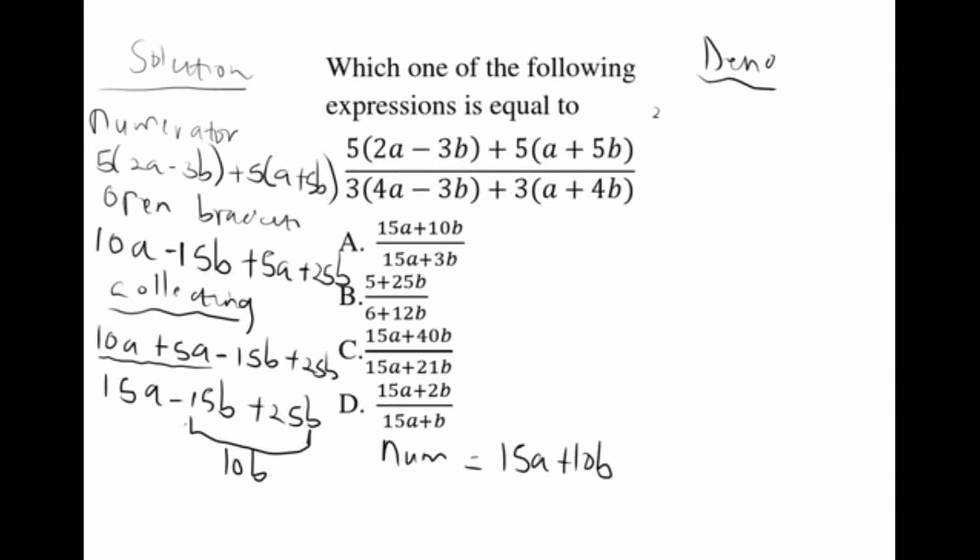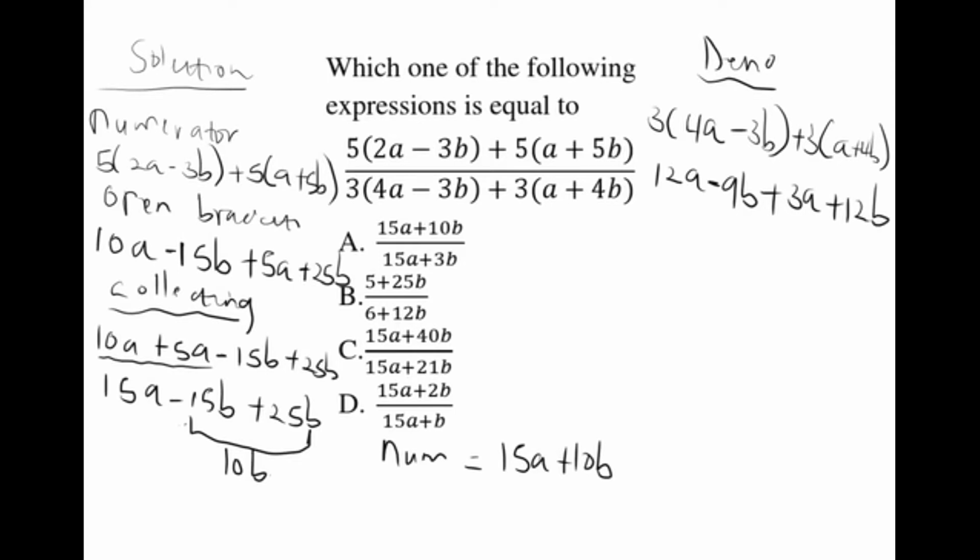Our denominator is 3 into brackets 4a minus 3b into brackets plus 3 into brackets a plus 4b into brackets. 3 times 4a is going to give us 12a minus 3 times 3b to give us 9b plus 3 times a to give us 3a plus 3 times 4b to give us 12b. We can proceed now with collecting like terms together. Our like terms, we have 12a plus 3a minus 9b plus 12b. 12a plus 3a is going to give us 15a minus 9b plus 12b.